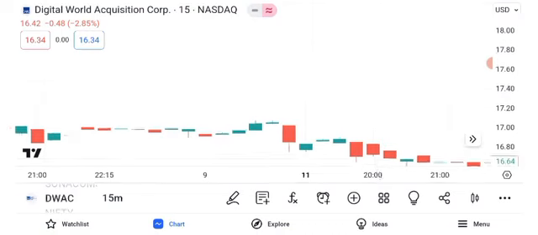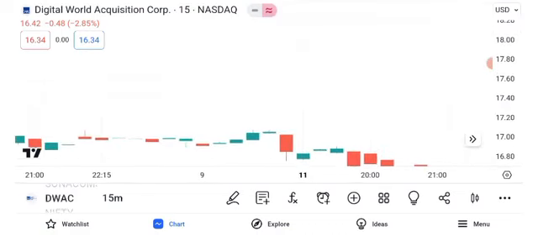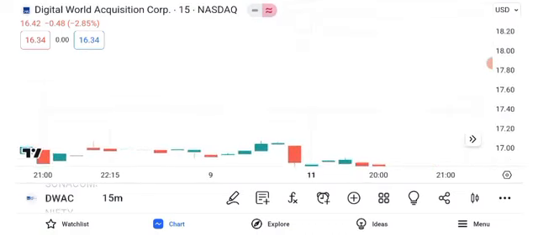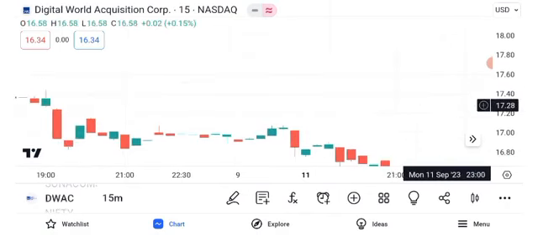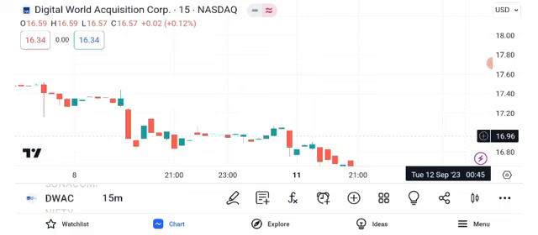takes an unexpected downturn. The pending merger of DWAC plays a crucial role in its price movement. Keep an eye on news and updates related to this merger, as it can significantly influence the stock's future performance.